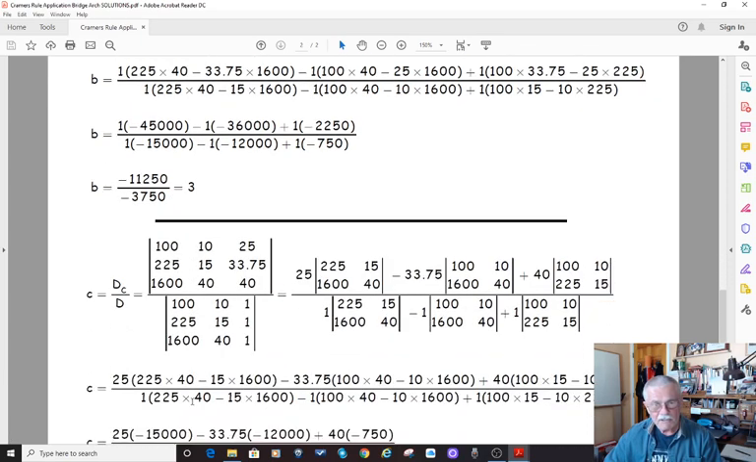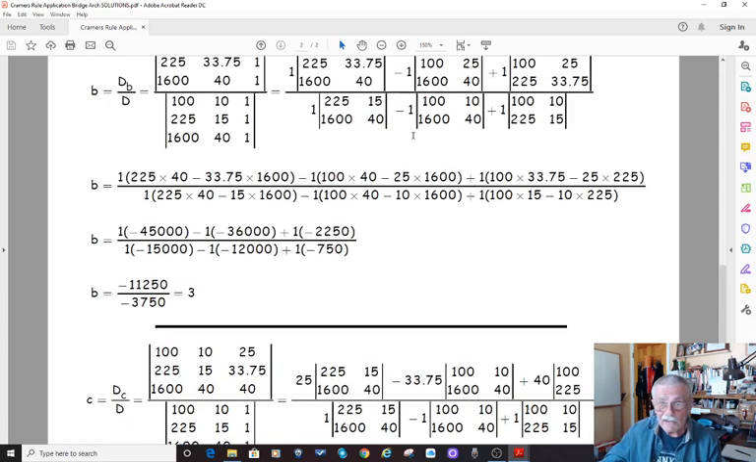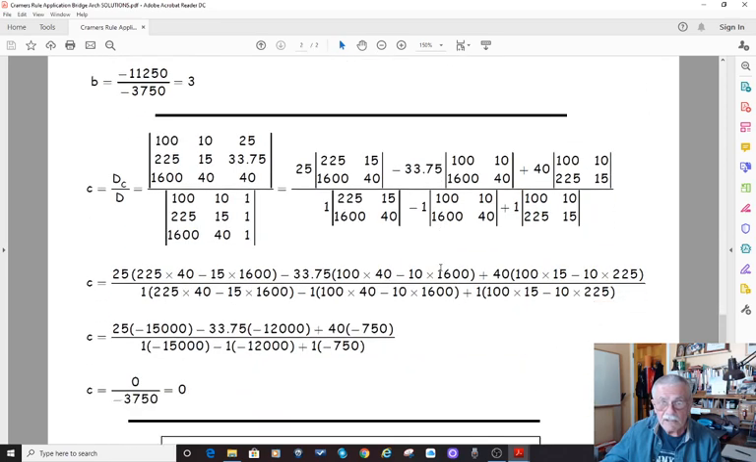And last but not least, you do the last one, which is D sub C. In this case, we replace the C column, which used to be 1s, with these values here. And don't forget, that is going to have an effect when we expand by minors, because now the coefficients are going to be 25, plus minus plus now, negative 33.75, and plus 40. So that's going to change some things. Okay, so you have to be a little bit careful again. You can't just automatically go with the 1, negative 1, and 1, which we had up here. Okay, so you just got to be mindful.